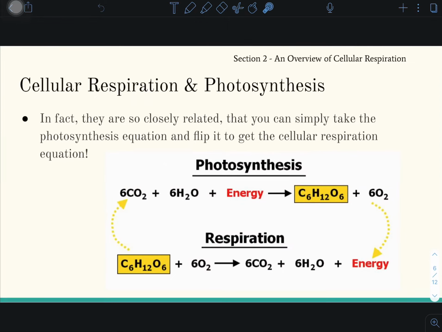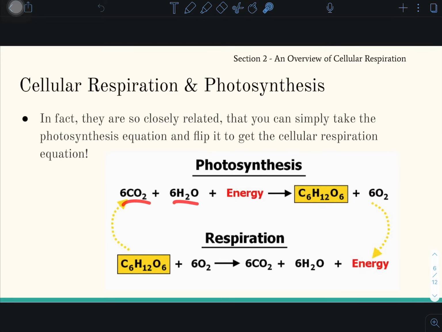Cellular respiration and photosynthesis are so closely related that as long as you remember one of the equations, you just flip it over. We expect you to be able to write out the balanced chemical reaction with these sixes in them. They're all sixes except for glucose. We expect you to be able to write out the chemical equation for both of these. The key is, if you know one, you just flip the other. The only difference is the types of energy, but that is exactly it.